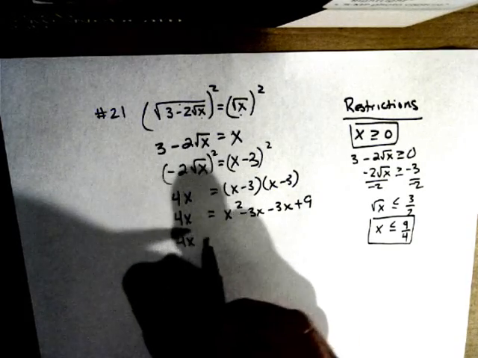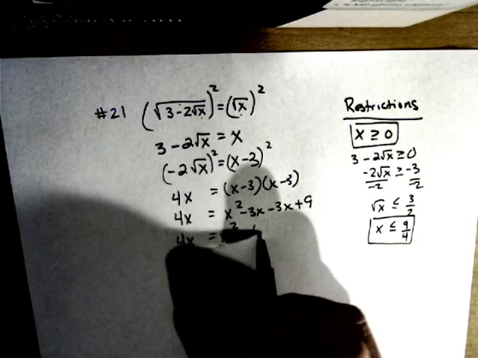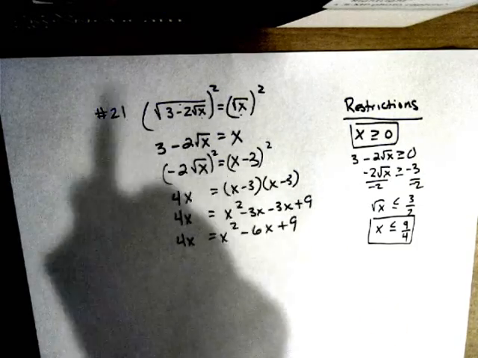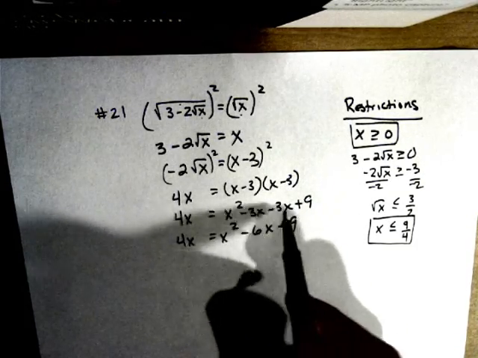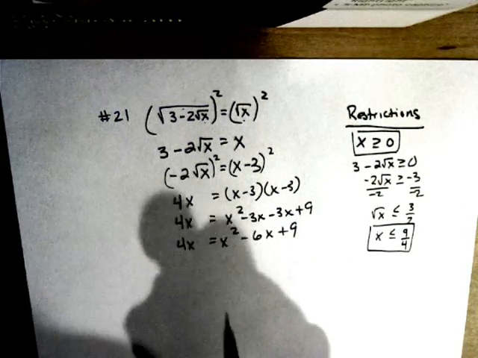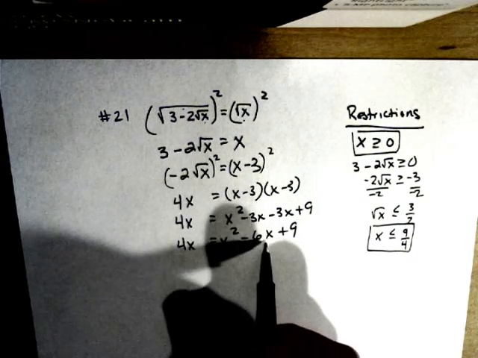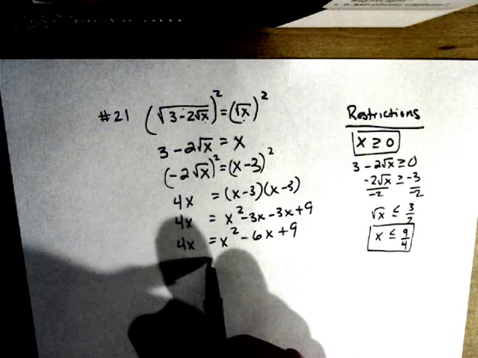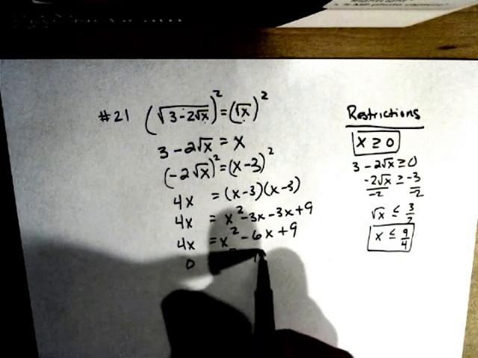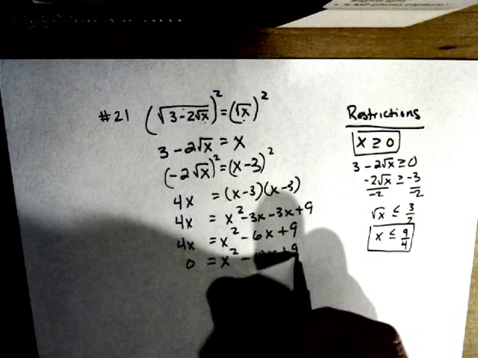We can combine our like terms on the right side. Negative 6x plus 9. That's a combination of negative 3x and negative 3x. And then we can subtract over the 4x with the negative 6x. So that will end up giving us x squared minus 10x plus 9.